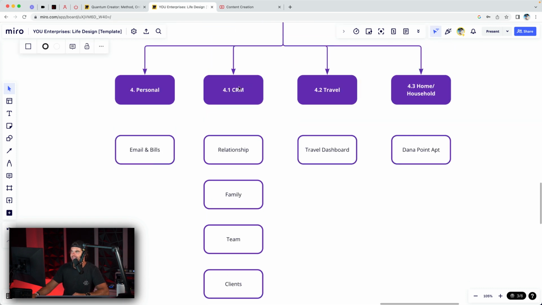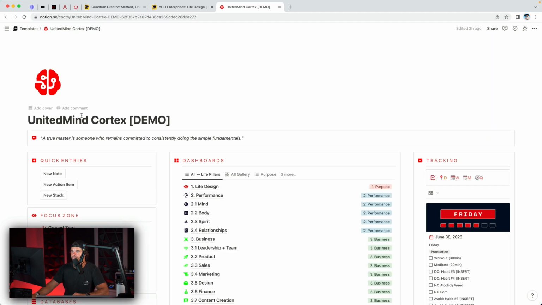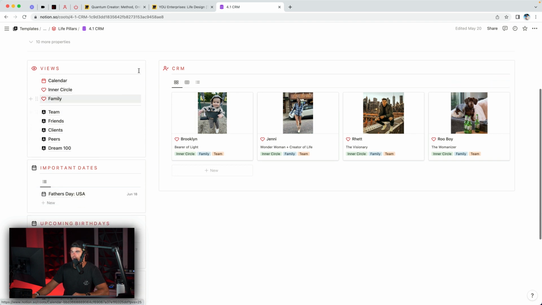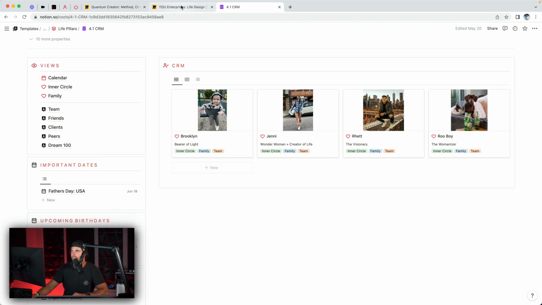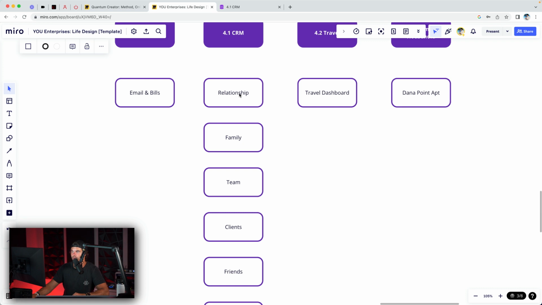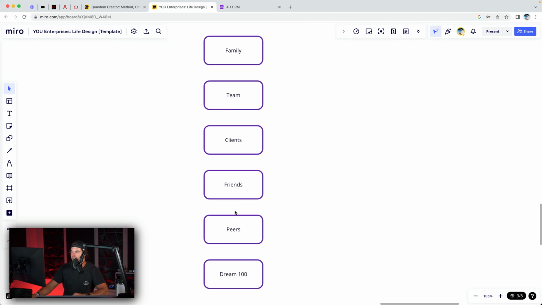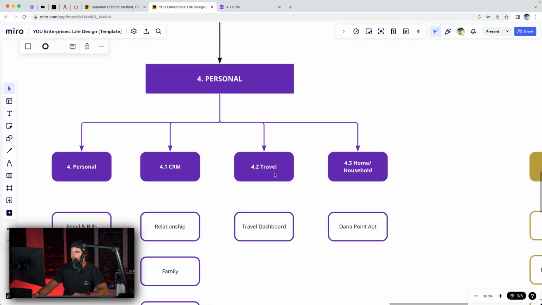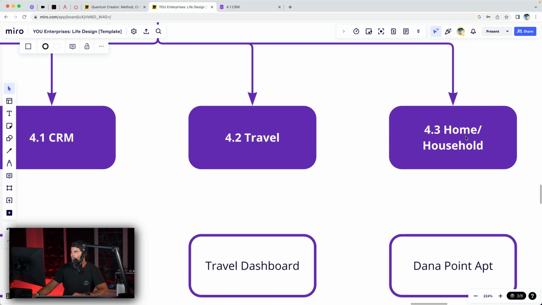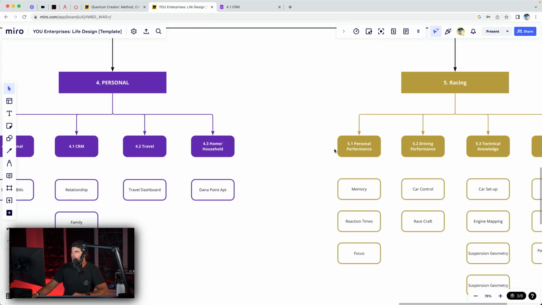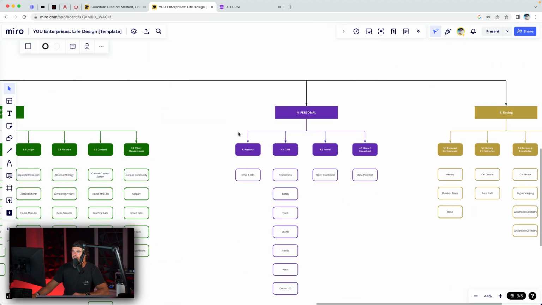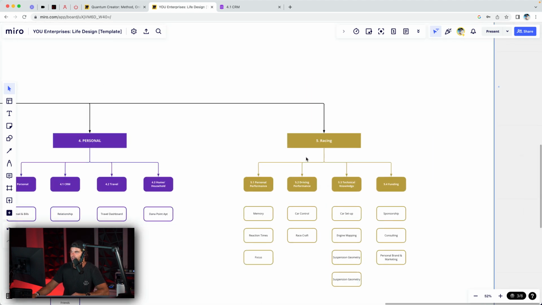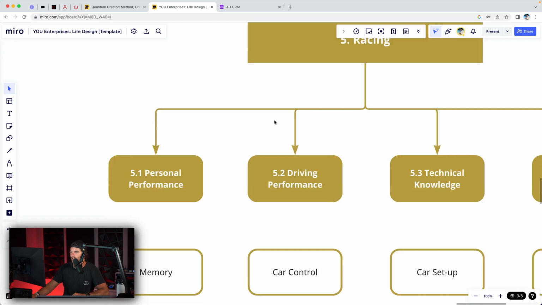CRM. Having a CRM in place, which is this system over here, for all the people in my life, okay? And you can check that out as well. It's like the CRM for my relationship, family, team members, clients, friends, peers, like list of the dream 100 people I want to build deeper connections with. Travel, having a travel dashboard, managing a dashboard for managing my home and household. So these are the things that I need to create systems for and dashboards for to manage effectively. And then lastly, for me, there's like racing, which I'm obsessed about as well.